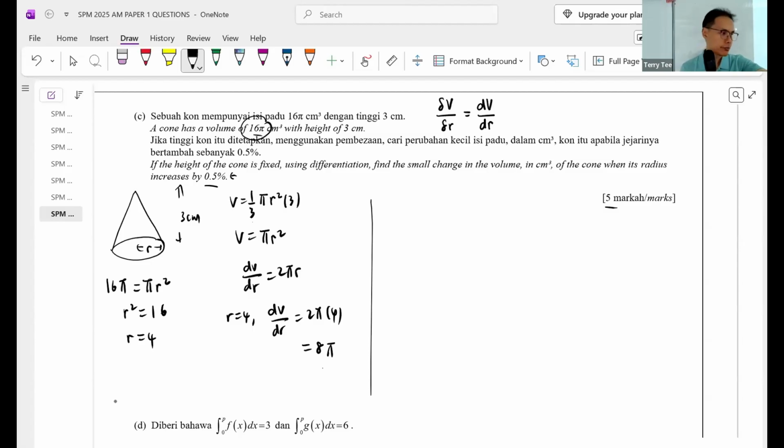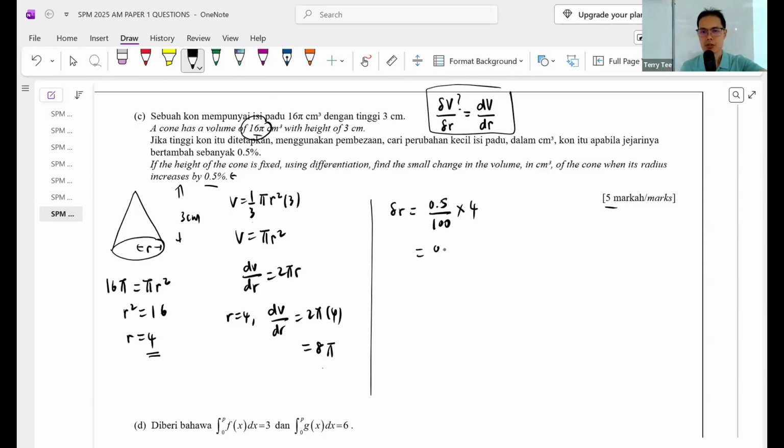Now, next, what do I do? I know to use this formula, guys. I need this. I know my dV dr already. I'm finding delta V. I need to find delta R. So what is delta R? Okay, increase by 5%. Okay, what is 5%? 0.5 over 100. 5% of what? What's the initial R value? Initially, what's your R? So what is this? 0.5 times 4 is 2.